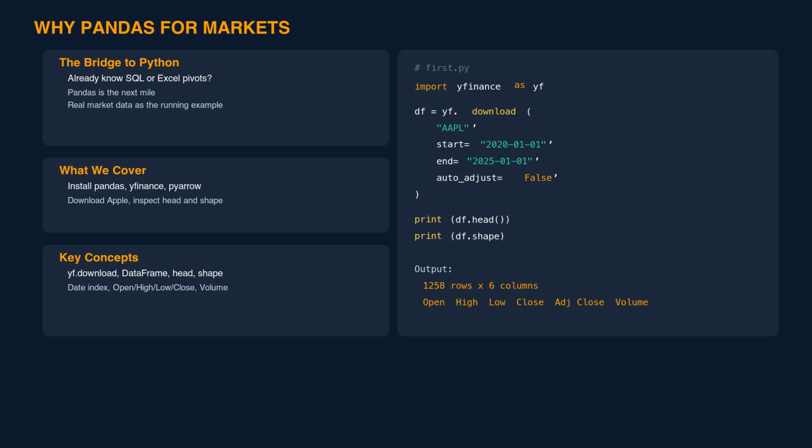Today, install Yahoo Finance and Pandas. Download Apple. Inspect it. The whole thing fits on a single screen. Open a fresh terminal. We need 3 packages: Pandas, Yahoo Finance for Yahoo data, and pyarrow for the Parquet caching we'll set up next episode.